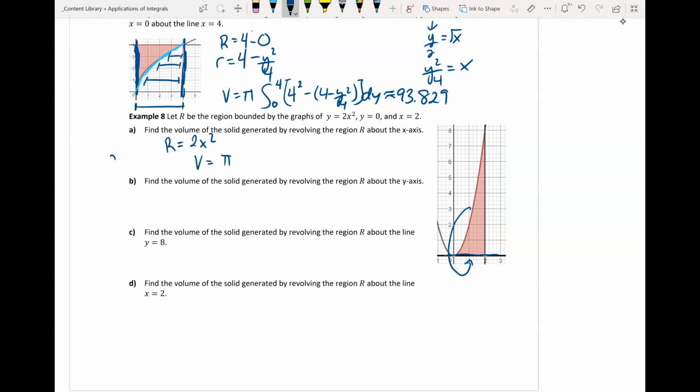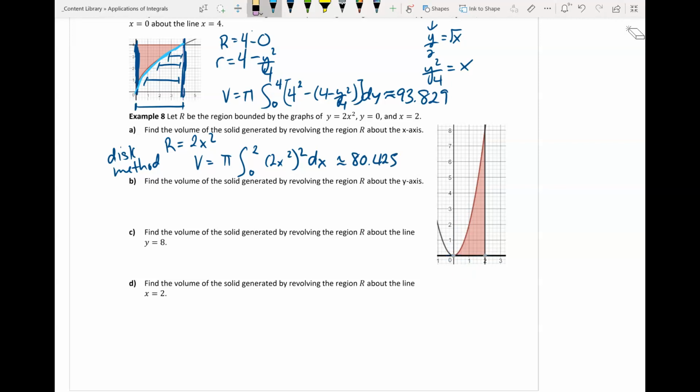Our formula for using the disk method is pi, our bounds, the most left to the most right x value, so that's 0 to 2. Then our r squared, so 2x squared, all squared, dx, which is about 80.425.